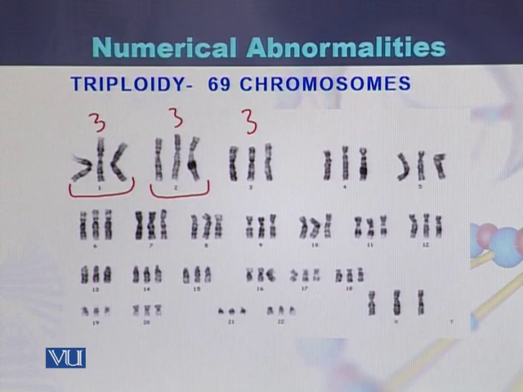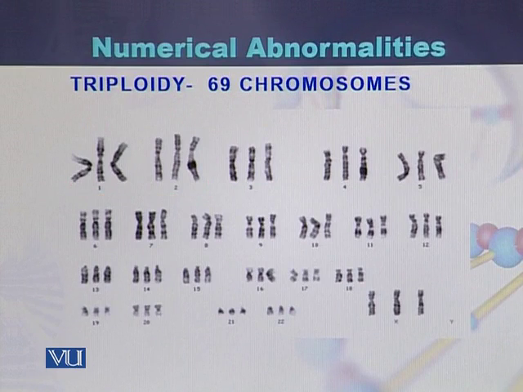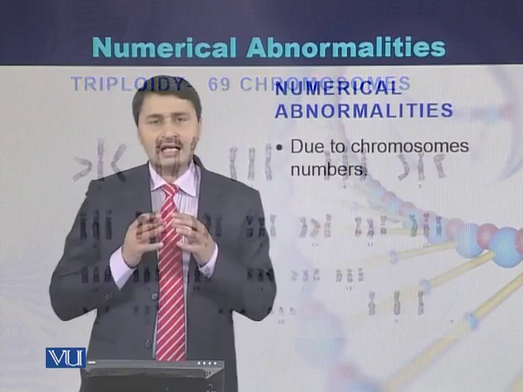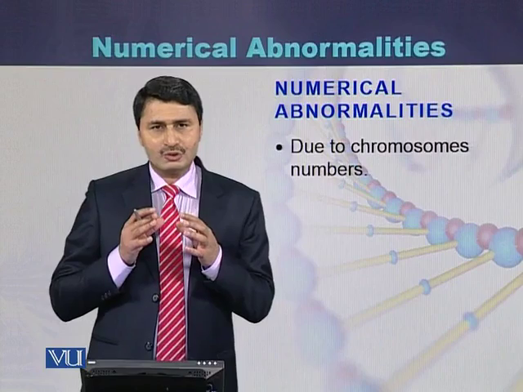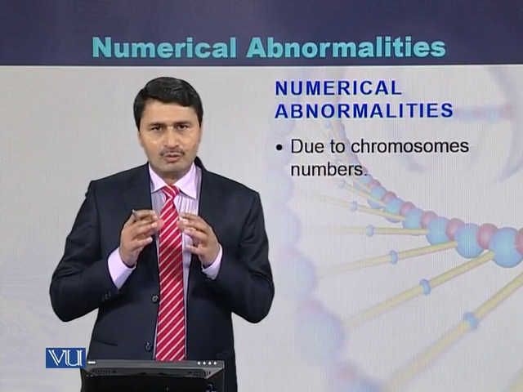Triploidy is also an example of the numerical abnormalities. Usually these individuals do not survive. So numerical abnormalities are the abnormalities which are due to the variation in the chromosome number.